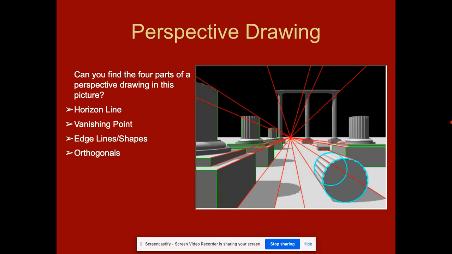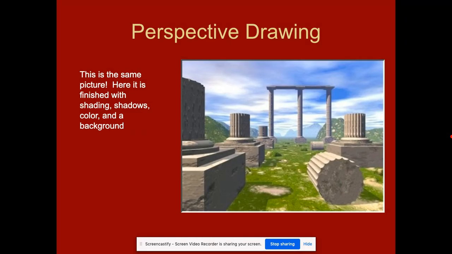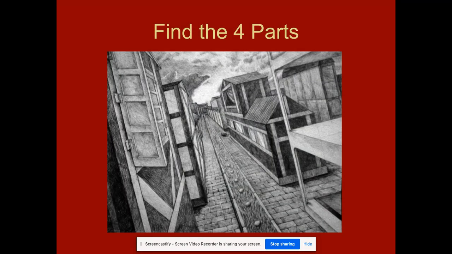Now, in this example, we have, again, the four main parts: our horizon line here, our vanishing point, our edge lines, and our orthogonals. Here's the same picture with detail. Artists also use color and shadow and detail and overlapping in order to show depth. Some other examples of 1 point perspective, and you should be able to pick out the horizon line, the orthogonals, the vanishing point, and the shapes in each of these.